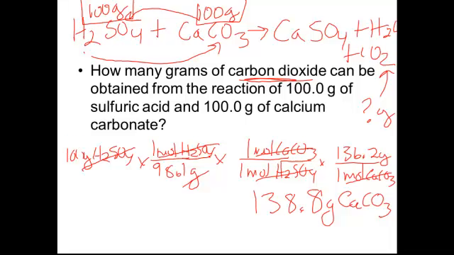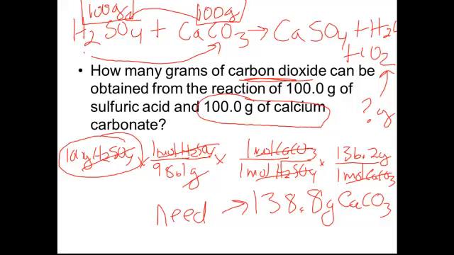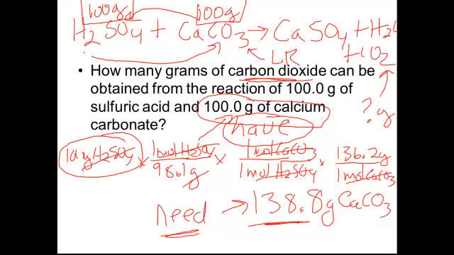So we've got 138.8 grams of calcium carbonate. In order to react with 100 grams of sulfuric acid, this is how much calcium carbonate you're going to need. This is how much calcium carbonate you actually have. So you need almost 139, but you only have 100. That's telling you that we don't have enough calcium carbonate because we need more than what we have. So calcium carbonate is our limiting reactant, and therefore sulfuric acid is our excess reactant.